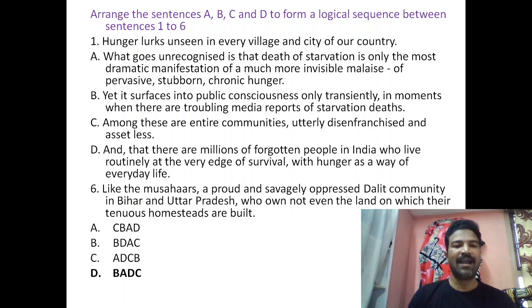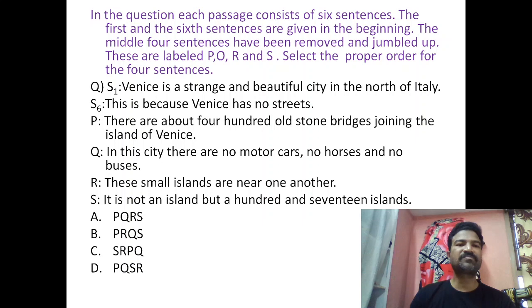Next D, and that there are millions of forgotten people in India who live routinely at the very edge of survival with hunger as a way of everyday life. Next C, among these are entire communities utterly disenfranchised and assetless. And finally, sentence 6, like the Mushahars, a proud and savagely oppressed Dalit community in Bihar and Uttar Pradesh, who own not even the land on which their tenuous homesteads are built. The correct combination is BADC. Moving on to the next question.